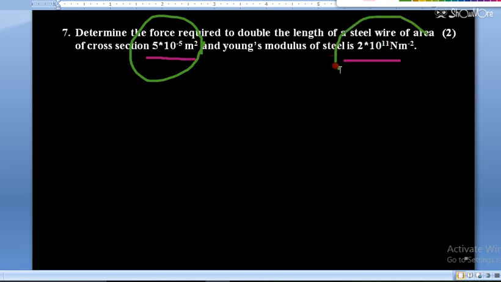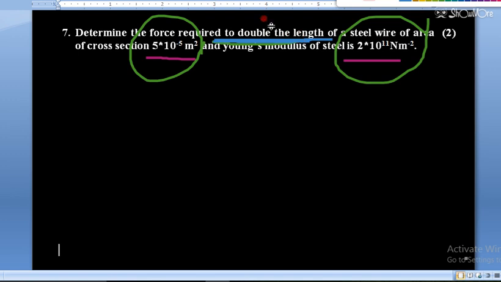Cross section area is given and Young's modulus is also given. Two things are given. Anything else? Yes, one point is there: force required to double the length. That means this is giving me some hint. This is giving me a hint about delta L.